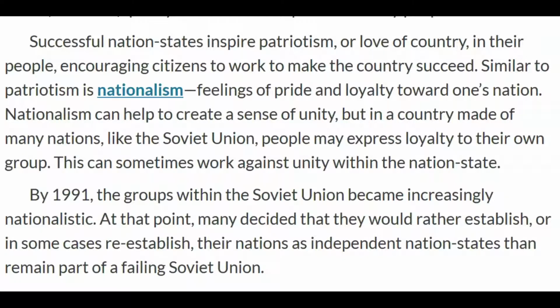Successful nation states inspire patriotism, or love of country in their people, encouraging citizens to work to make the country succeed. Similar to patriotism is nationalism, feelings of pride and loyalty toward one's nation. Nationalism can help to create a sense of unity, but in a country made of many nations, like the Soviet Union, people may express loyalty to their own group. This can sometimes work against unity within the nation state.